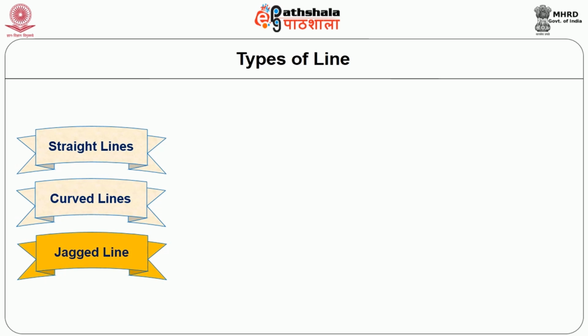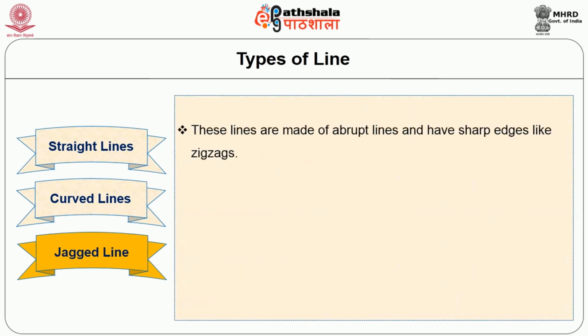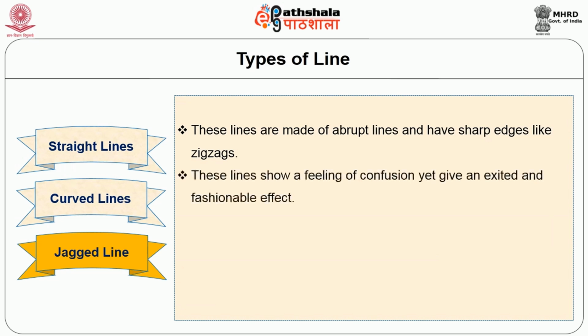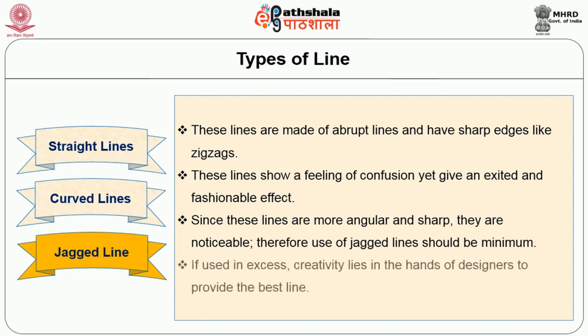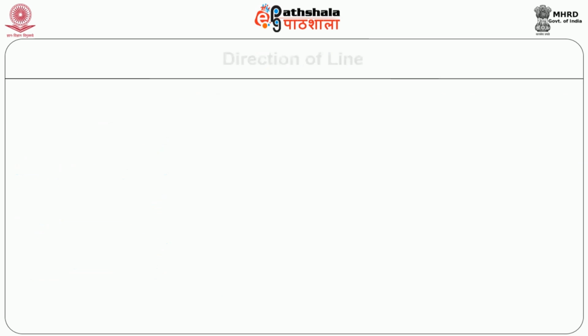The third one is a zigzag line. These lines are made up of abrupt lines and have sharp edges like zigzags. These lines show a feeling of confusion yet give an excited and fashionable look. Since these lines are more angular and sharp, they are noticeable. Therefore, use of zigzag lines should be minimum. If used in excess, creativity lies in the hands of designers to provide the best line.